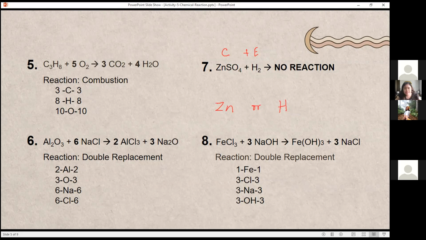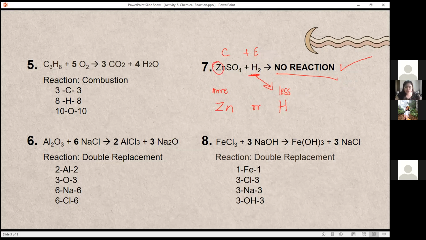Okay. Sige, nasa taas si zinc. So this is more reactive. This is less reactive. So ang ipapalit ay less reactive, which means yes, this is correct. No reaction. Again, pag less reactive ang ipapalit, class, always yan siya. No reaction. Magiging possible lang kung ang ipapalit mo na element ay more reactive than the original one.